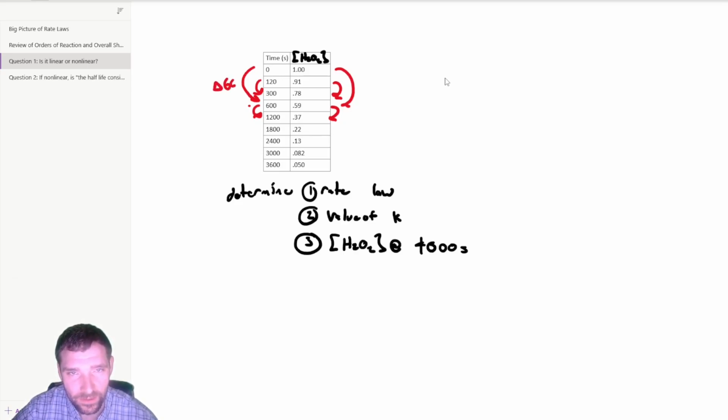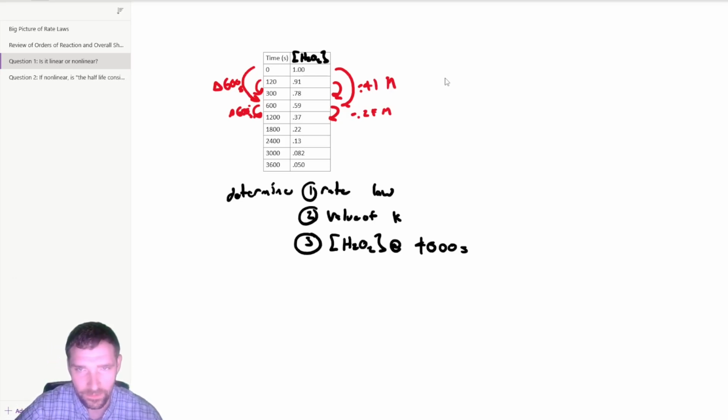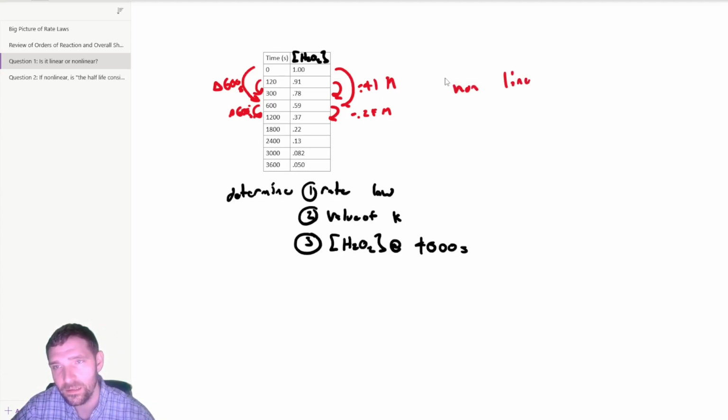So this is a change of about 600 seconds. This is a change of about 600 seconds. And I can see that this went down, what is that? Not 40, but 0.41 right there in terms of this concentration. And then it went down, what is that? Around 24, I think. So it's gone down a different amount with the same amount of time for the concentration. So I can just look at that and say this is non-linear. So that means that it's definitely not a zero order.